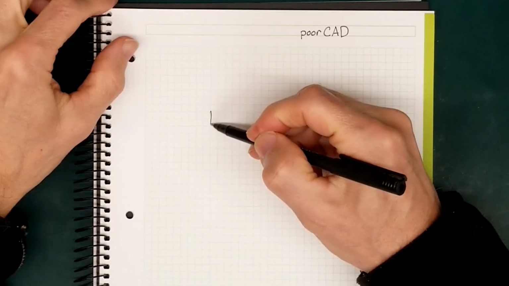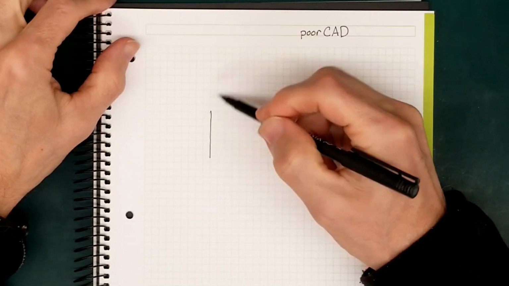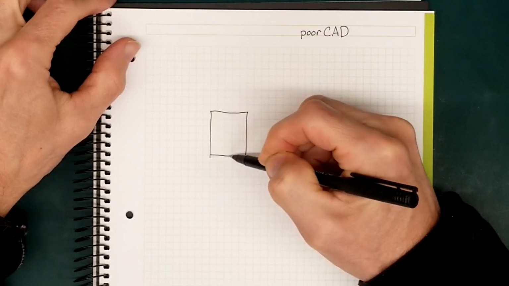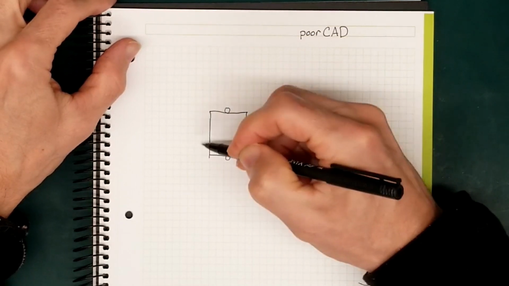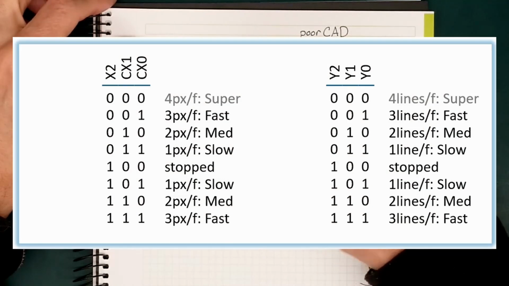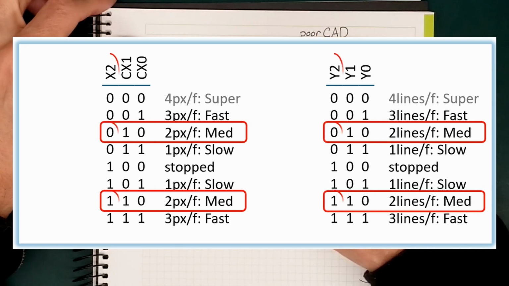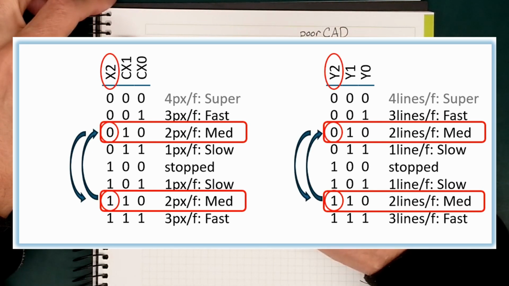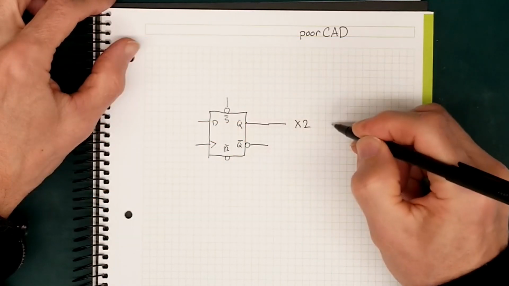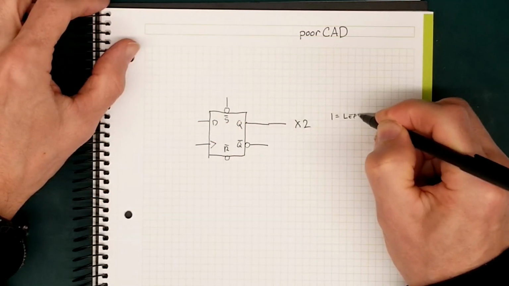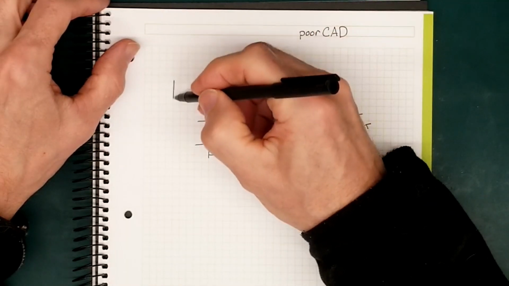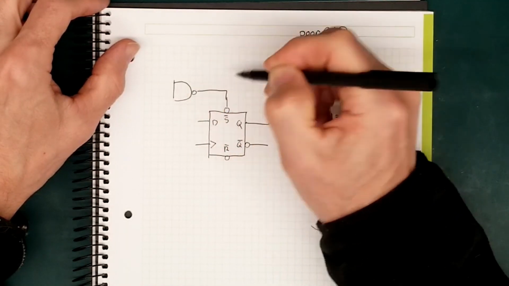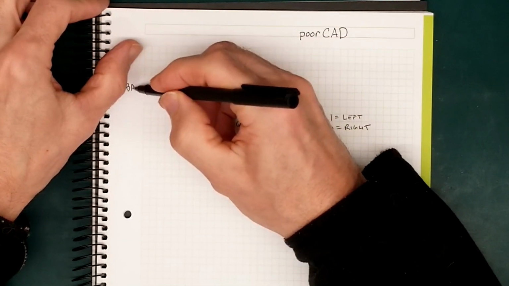I'll break out my PoorCAD. Don't tell anyone, but this is an illegal copy. I think it's version 2000 BC. To make this test simple, if we use medium speed, then we just need to change X2 or Y2 to reverse that axis's direction. We'll use a spare 7474 and a 7400. We'll hook X2 here, so when set, the ball will move left, and when reset, the ball will move right.